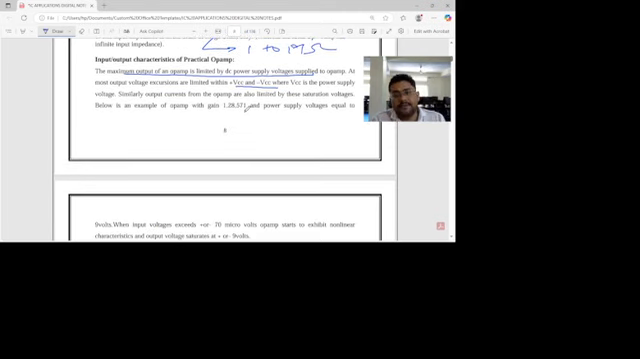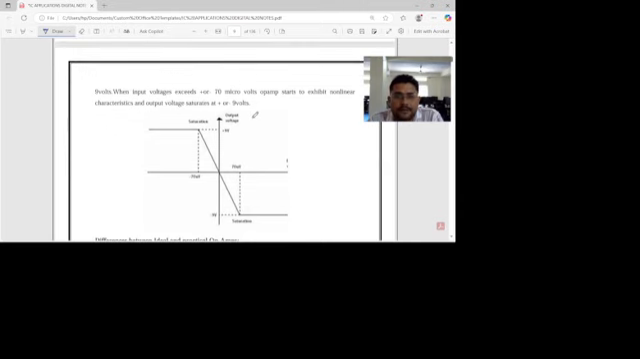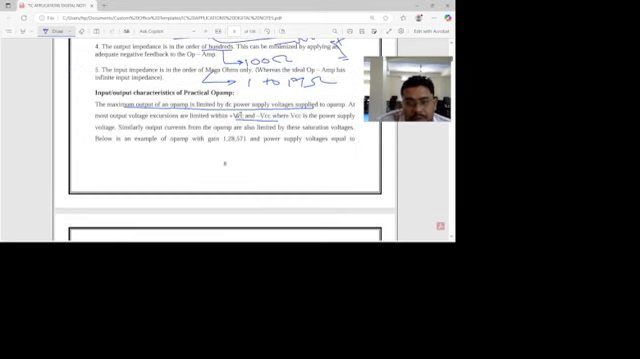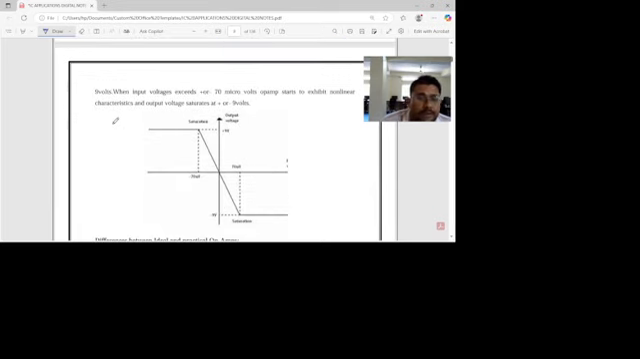Below we can see one example of an operational amplifier. The gain is approximately 12,800, something like that, and suppose the power supply is 9 volts. When the input voltage exceeds plus or minus 10 microvolts, the output starts to show non-linear characteristics.